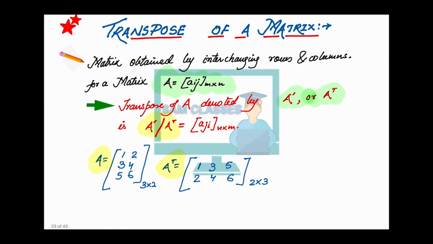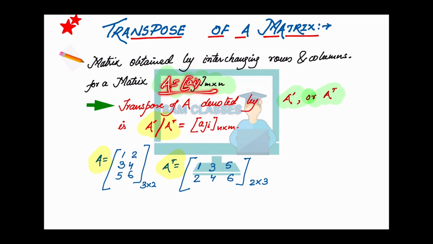So let's start with the transpose of a matrix. Now what do you mean by transpose of a matrix? It's a very simple concept, students. We won't go much in depth, but I'll give you a clear idea. Understand it, very simple. A matrix which is obtained by interchanging the rows and columns. That is the transpose: the matrix obtained by interchanging rows and columns.